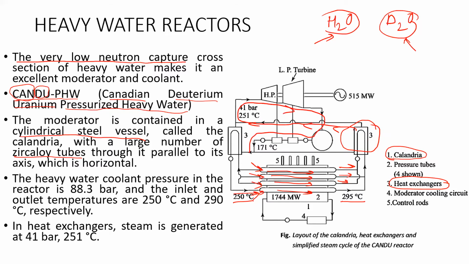Water coming out of the heat exchanger flows through the turbine, and when it comes out of the turbine, it is condensed. This part, the circular part, is the condenser. It is condensed, and its temperature decreases to 171 degrees Celsius.